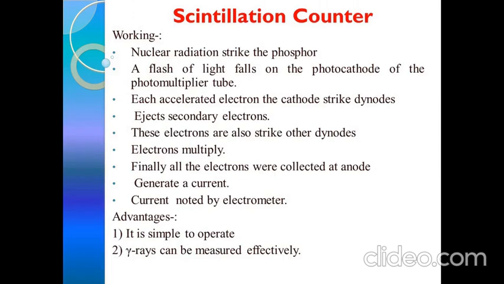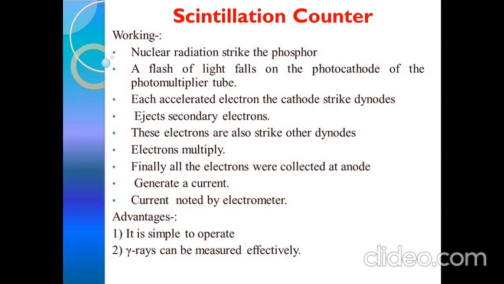Working of scintillation counter. The radio element emits the nuclear radiations in all directions. These nuclear radiations strike the phosphor. A flash of light, that is scintillation, is produced. These scintillations strike the aluminum foil. This foil directs the scintillations to the photocathode of the photomultiplier tube. It emits the primary electron due to photoelectric effect.